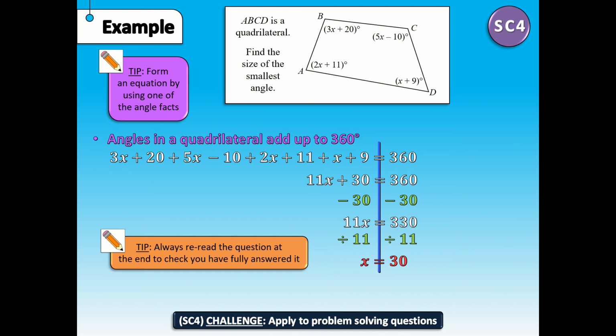Always reread the question at the end to check you've fully answered it. So we want the size of the smallest angle, and the smallest angle is going to be x plus 9. So we know x is 30, so 30 plus 9 is 39 degrees. So that's our final answer.